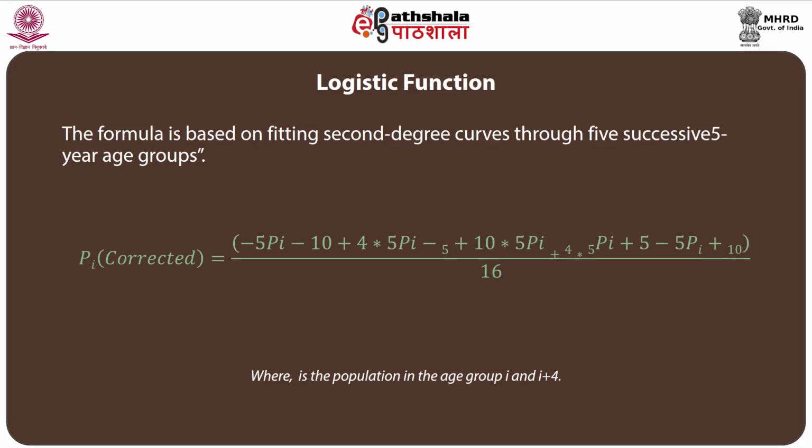In that case, P_i corrected will be equal to minus 5 P_{i-10} plus 4 into 5 P_{i-5} plus 10 into 5 P_i plus 4 into 5 P_{i+5} minus 5 P_{i+10}, divided by 16, where the population in the age group i plus 4 is considered. All this can be explained through an example.